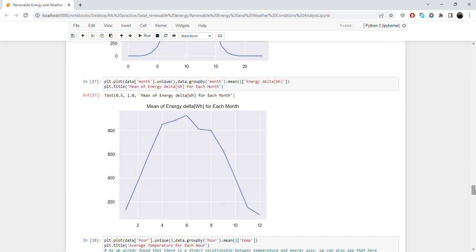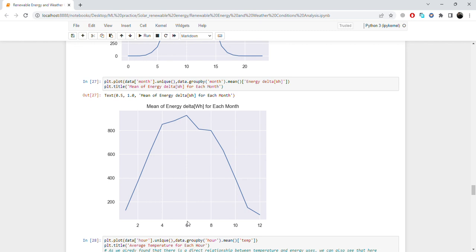Now we found the month where we use the energy most. The energy increases significantly from the second month. As we know, after February the temperature of the environment increases. On the basis of the data, we can assume this country lies in the northern hemisphere. Here you can see that as the temperature increases, the energy delta increases. Here are the six months: January, February, March, April, May, and June. This is the month of June, which is the highest.